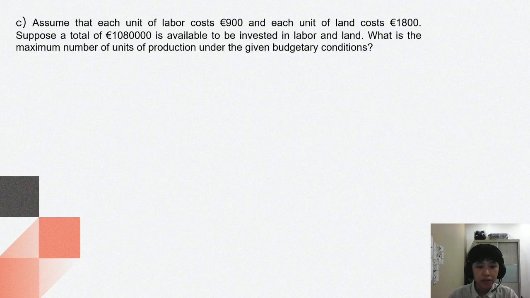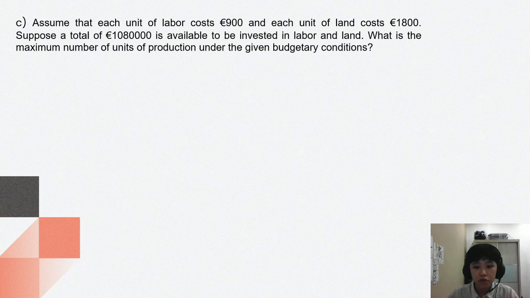So, here comes our main problem. Assume that each unit of labor costs 900 euro and each unit of land costs 1,800 euro. Suppose a total of 180,000 euro is available to be invested in labor and land. What is the maximum number of units of production under the given budgetary conditions?